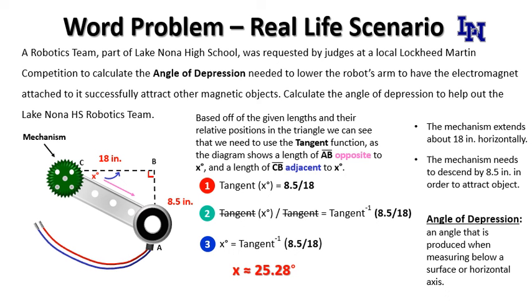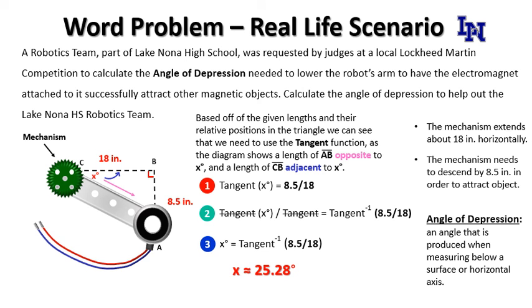So based off of the given lengths and their relative positions in the triangle, we can see that we need to use the tangent function, as the diagram shows a length of line AB opposite to x degrees, and a length of line CB, which has a measure of 18, and that's adjacent to x, shown here. So opposite and adjacent. Thus we'll have to set up the equation as tangent of x equals 8.5 over 18, as 8.5 is opposite and 18 is adjacent.